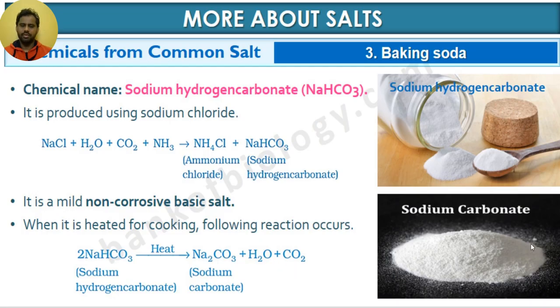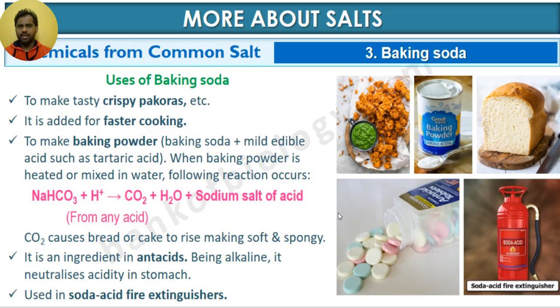This is sodium carbonate. It is obtained when we heat sodium hydrogen carbonate, or baking soda. Now, where is baking soda used? Uses of baking soda: it is used to make crispy pakoras. Pakoda and tea is famous in India during rainy evenings. Everyone will have it. So baking soda is used for making crispy pakoras.